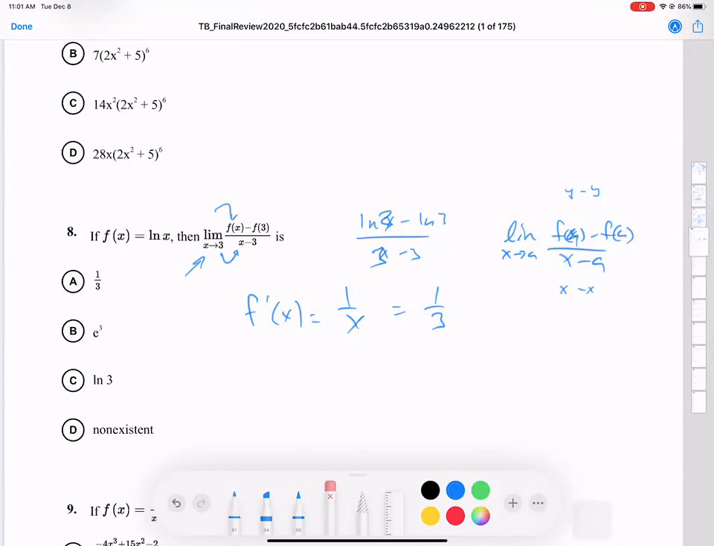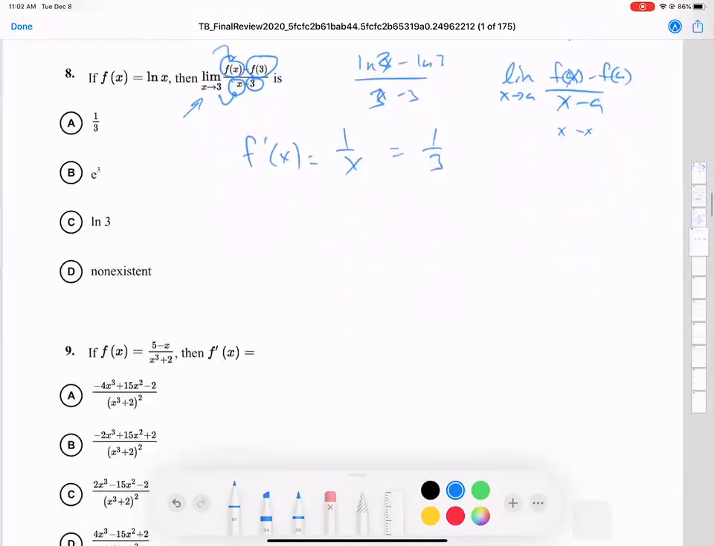Remember, this was our x minus a approach. Can we just realize that they want the derivative? That's the whole point about this. They might ask you actual limit questions, sure, but this here is just the definition of a derivative. Just remember, this is y minus y over the same x's. That's slope. That's derivative. Instantaneous rate of change.